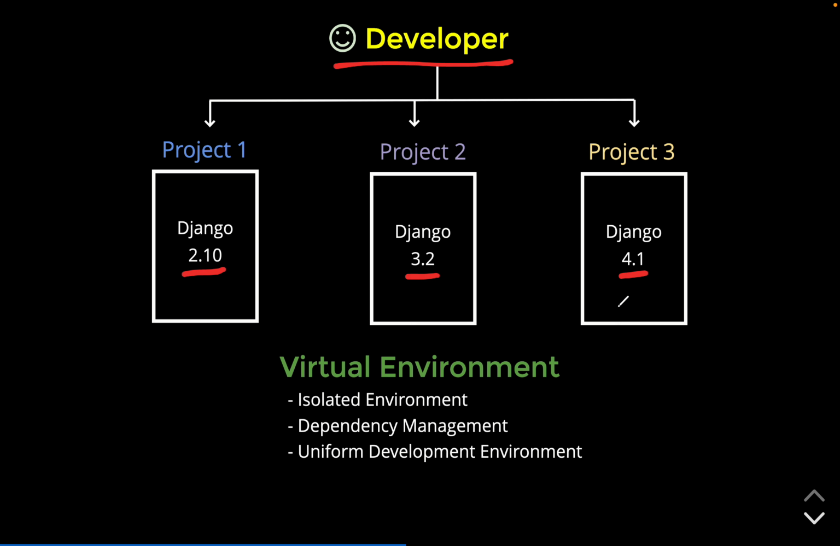Now this problem can be solved by using a virtual environment. What this virtual environment is going to do is create an isolated environment for each and every developer. And inside this isolated environment, we can have our dependency management. So if you come from JavaScript and NPM, you know that there are a couple of different package management systems. Python also has its own package management system, and that's what we are going to use inside our virtual environment.